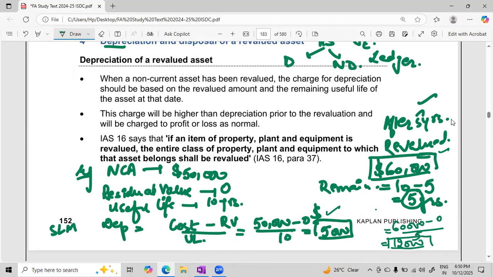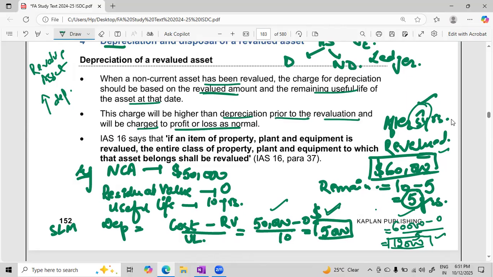So see one thing, initially our depreciation was 5,000 and now it has increased to 12,000, right? Which means when we revalue our asset, the depreciation charge increases. This is because our numerator is increasing. Here the numerator was 50,000 and now the numerator is 60,000. So that's why the depreciation charge has also increased. So let us study now. When a non-current asset has been revalued, the charge for depreciation should be based on the revalued amount, like we did here. We calculate depreciation using this revalued amount and the remaining useful life of the asset at that date, which was 5 years. This charge will be higher than depreciation prior to revaluation and will be charged to profit and loss as normal.